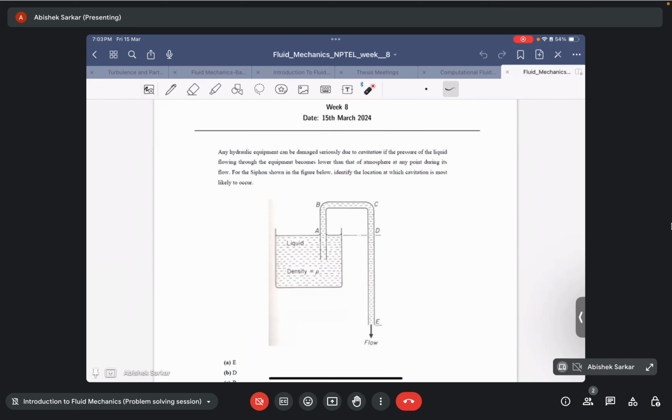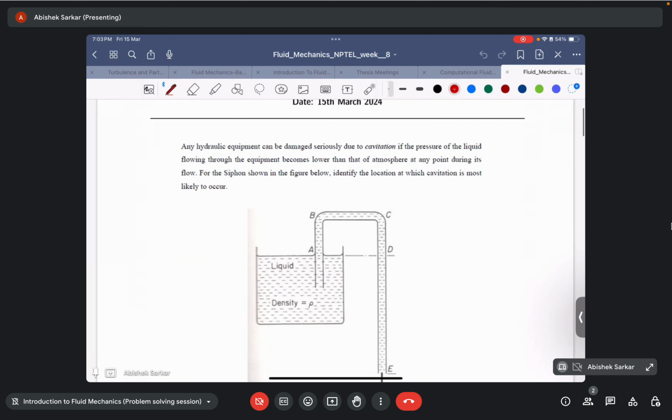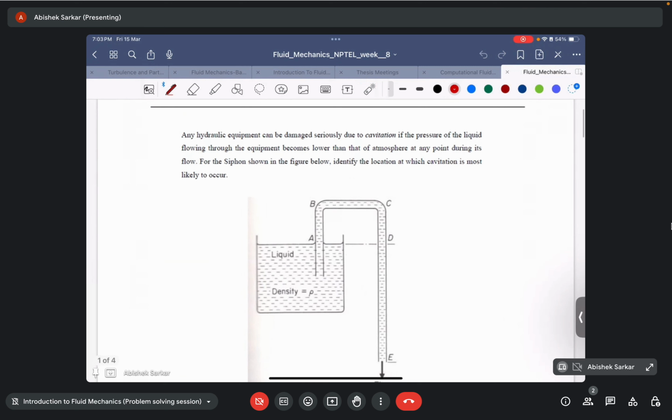The question here that has been asked is, let me zoom it a bit. Any hydraulic equipment can be damaged seriously due to cavitation if the pressure of the liquid flowing through the equipment becomes lower than the atmospheric at any point during its flow. For the siphon shown in the figure below, identify the location at which the cavitation is most likely to occur. I guess it's a very simple, straightforward answer.